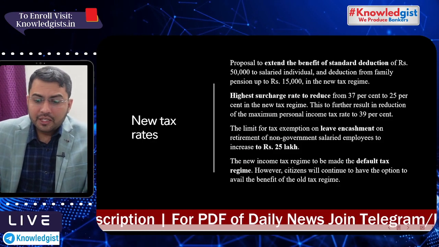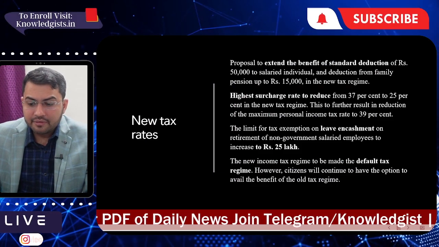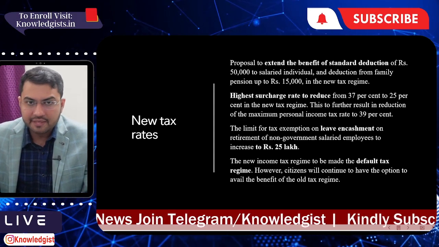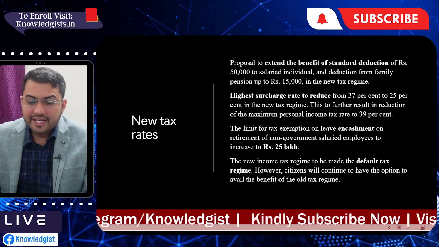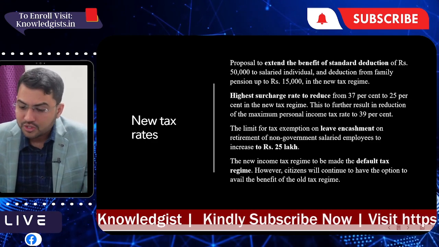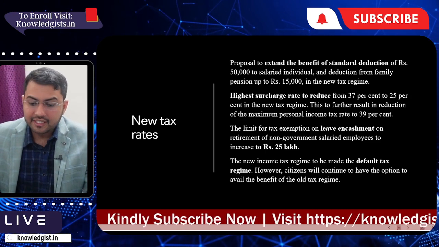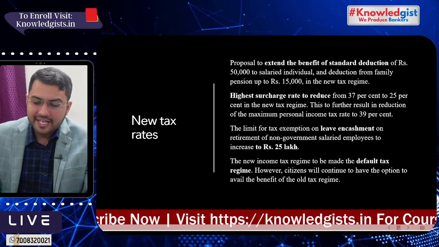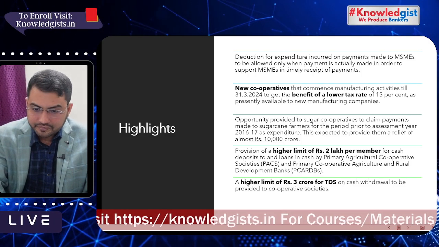Okay, and the proposal to extend the benefit of standard deduction of rupees 50,000 to salaried individuals, and deduction from family pension up to 15,000, in the new tax regime is introduced. It was there in the old tax regime. The highest surcharge is reduced from 37 percent to 25 percent in the new tax regime. The limit of tax exemption on leave encashment is now revised to rupees 25 lakh.